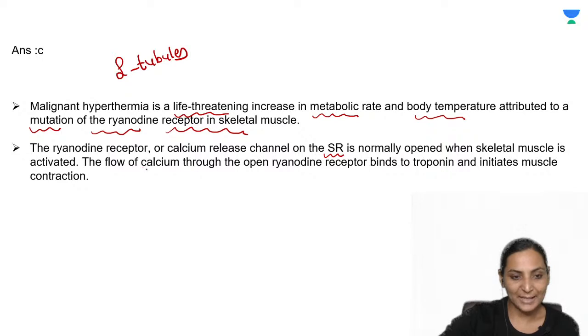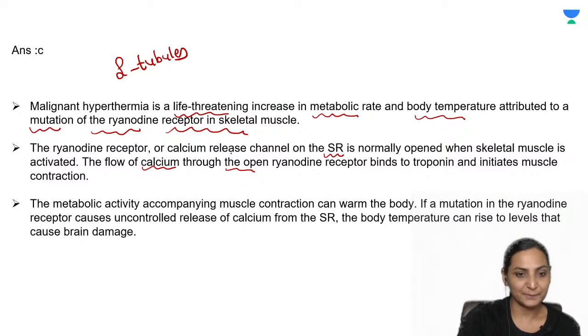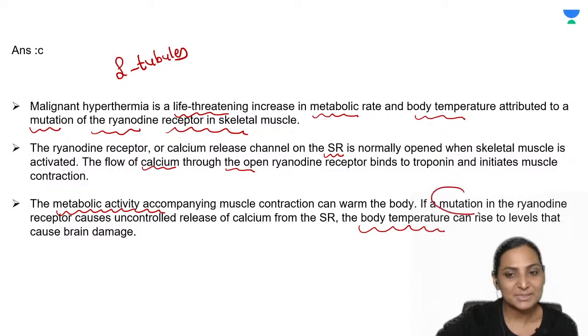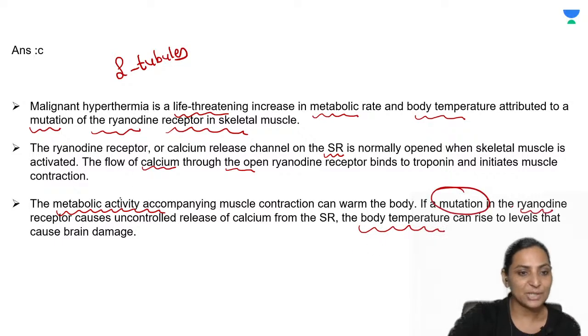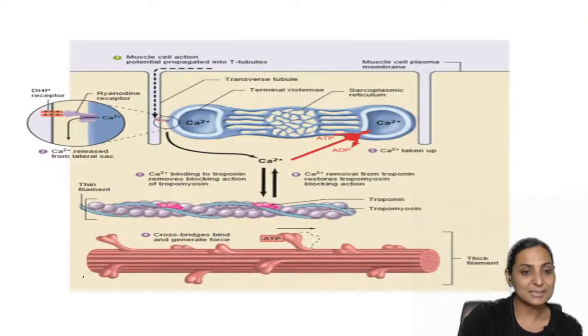The flow of the calcium through this is actually responsible to bind to troponin and initiate the muscle contraction. Now because there is mutation, the calcium channels will open. There's going to be abundance or a continuous release of calcium ions. This is going to result in increase in the metabolic activity, and there is going to be increase in the body temperature. So because of this mutation of the ryanodine channel, there is an uncontrolled release of calcium. So this is something important.